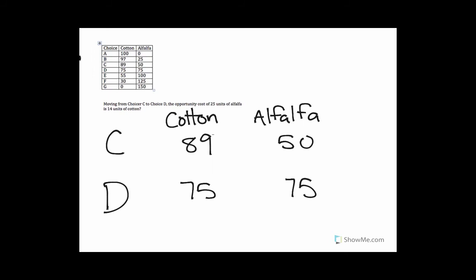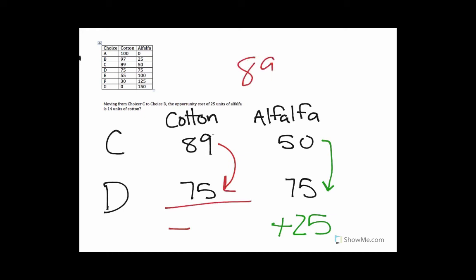So we got another one of the same kind of problem here. In this one we're going from C to D. I've enlarged the table a little bit so you can see it better. What we're asking is, once we get these 25 extra alfalfa, how much cotton do we have to give up? 89 minus 75 equals 14. So we have to give up 14 cotton to get 25 more alfalfa. And so this question is true.